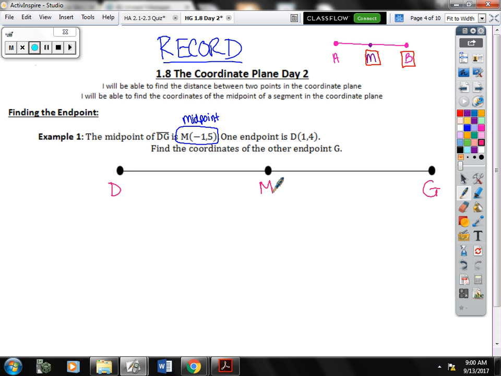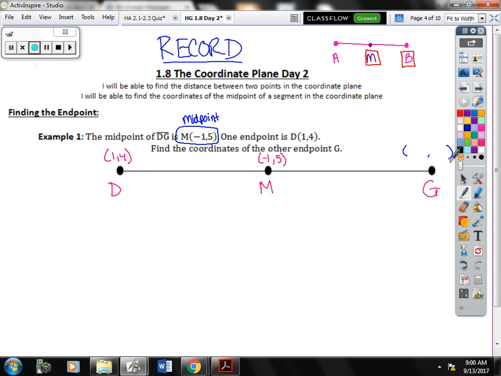So let's put the ordered pairs there. D is 1, 4. And again, this isn't graphed accurately. We're not using the coordinate plane. We're just sketching it and marking it, because really -1 would be over here. But just leave it as is. And I want to find the coordinates of the other point.